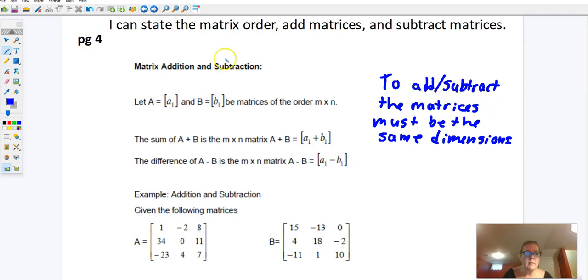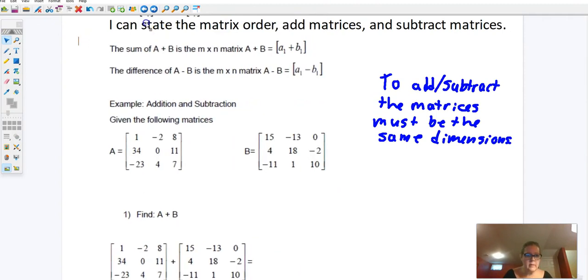Let me move this down. This is annoying. If I move that, that won't move, but that's all right. Come on.